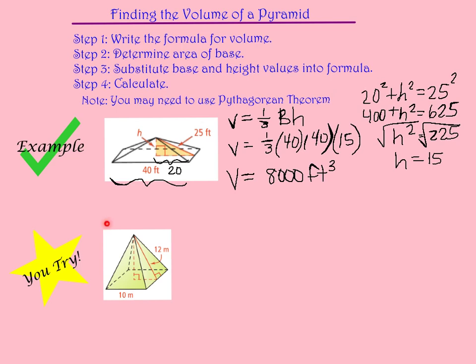In this pyramid below, I want you to assume again that this is a square pyramid. So this is 10 and this is 10. I want you to use Pythagorean theorem to determine the height, like we had to up here in the previous problem. And I want you to find the volume for that pyramid.